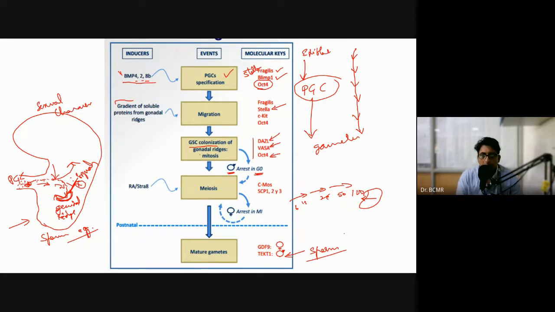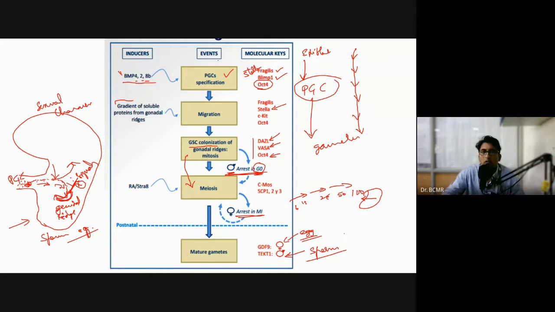Whereas in females, after colonizing the gonadal ridge, they would enter into meiosis, and there they would stop in meiosis. So they are arrested. In the males, the arrest is at G0 phase, I mean, prior to meiosis, whereas in females, the eggs are arrested in between meiosis. And GDF9 is one of the molecular markers that is specific for eggs.